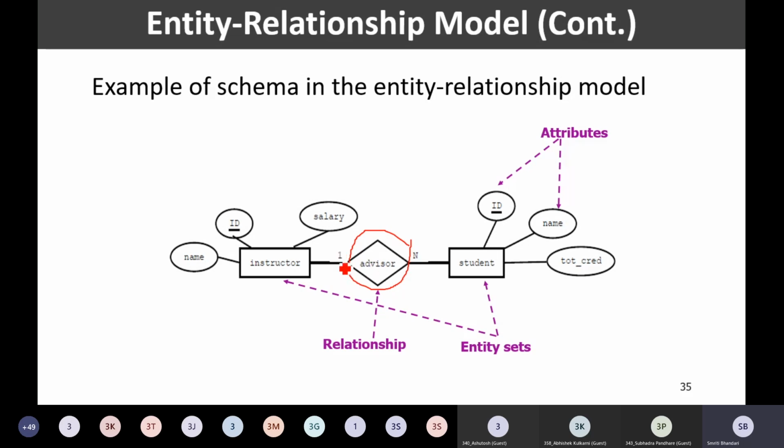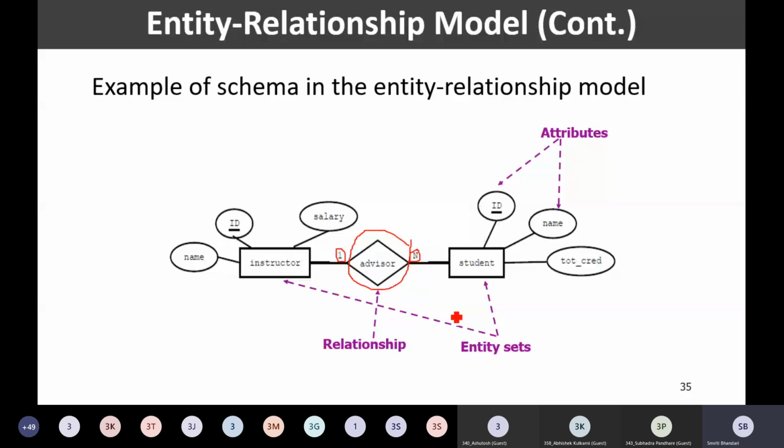So here, if you look at these two numbers, we have mentioned 1 at the instructor side, and at the other side, the student side, we have mentioned n. So what do we mean by this 1 and n? In the last session, I mentioned that this 1 n is actually describing a constraint on the relationship. This constraint is known as mapping cardinality. Just have a note of that. It is mapping cardinality. So what do we mean by that?